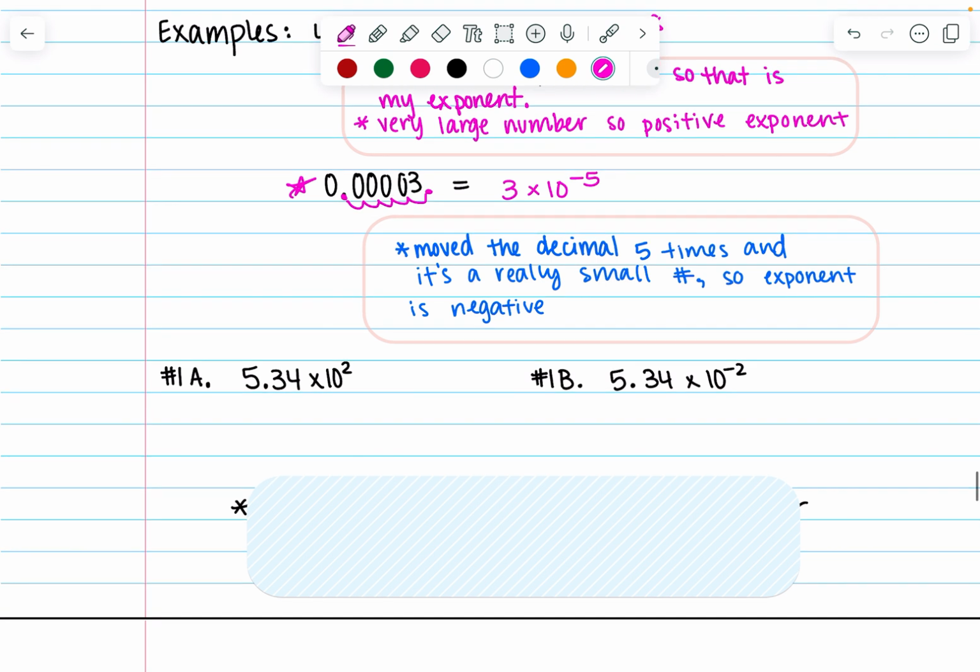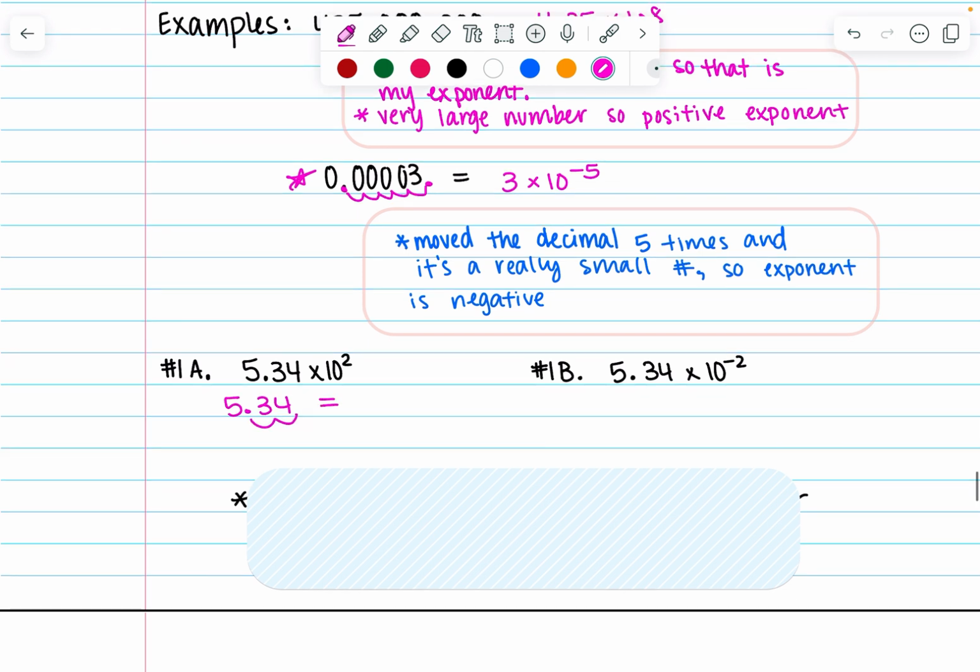1a, 5.34 times 10 to the power of 2. I always write the first few numbers. This is a positive exponent, so that means my number is going to get bigger. So this would be 534 for my answer in standard notation.